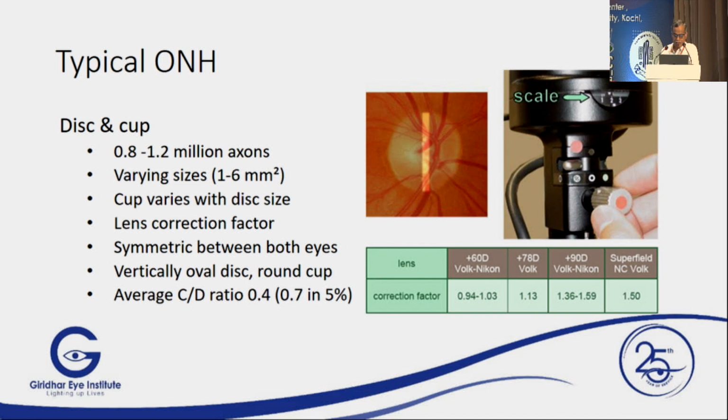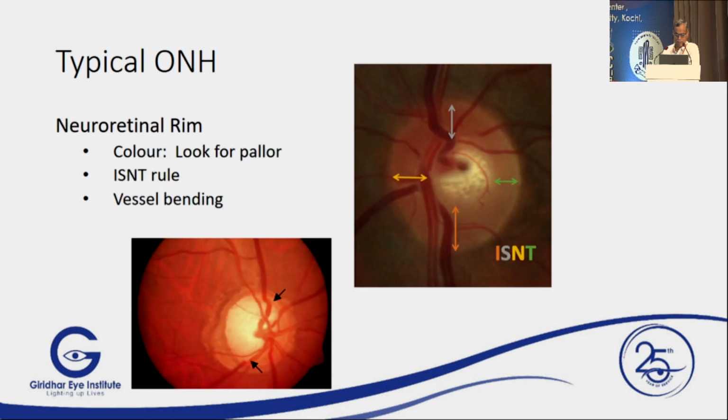Usually the disc is vertically oval, because the neuroretinal rim is thicker inferiorly and superiorly, and the cup is usually rounded. Now, in a study involving the Indian population, the average CD ratio was noted to be 0.4, but around 5% of individuals with 0.7 were seen to have normal discs.